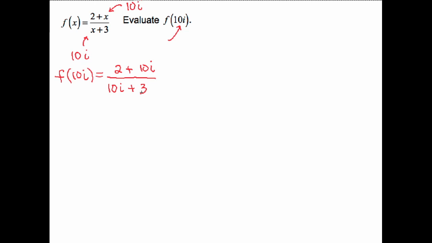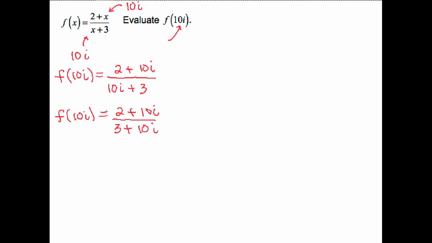Now we have to simplify our complex number because that's what we have as a complex number. We want to remove any terms with i from the denominator. So to do that, I'm going to go ahead and first rewrite my denominator so that my denominator is in standard form. The numerator is 2 plus 10i, but the denominator in standard form would be 3 plus 10i. And then I can see my real and imaginary components, or a plus bi.